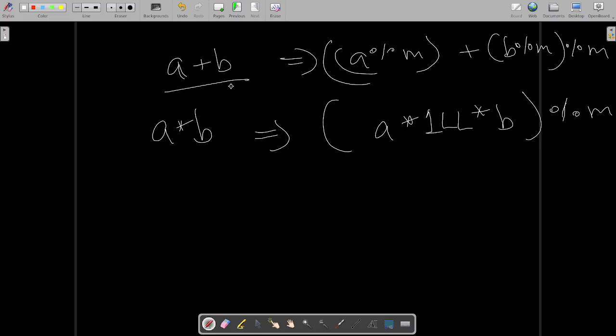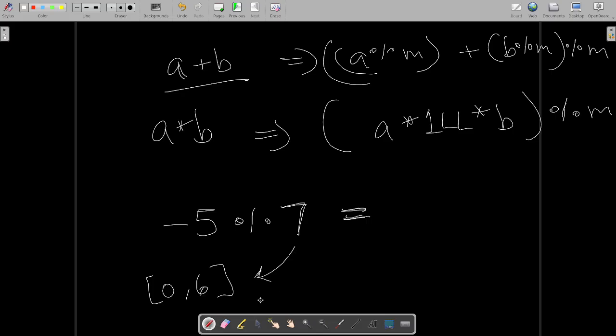Just one thing about minus: can somebody tell me what is minus 5 modulo 7? It should be 5, right? No, it's not 5. You have to add it. It's 2. Yes.